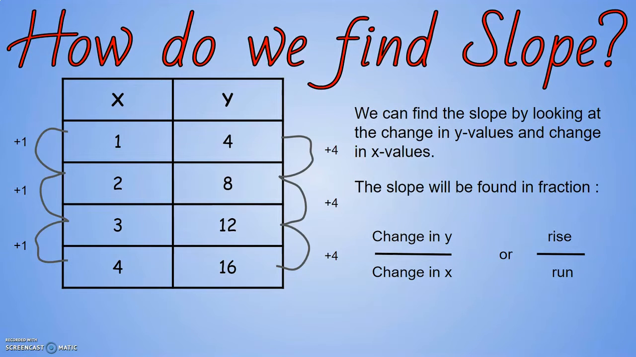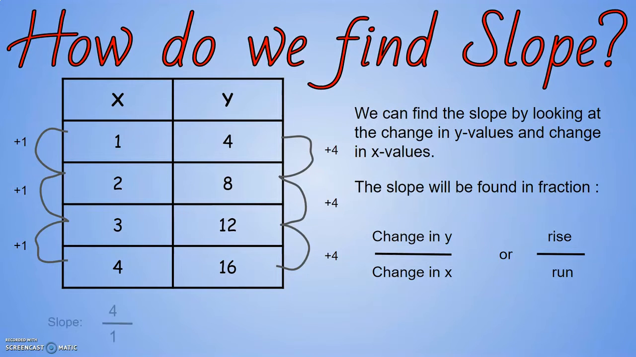So look at this table. We take a look and we see there's a change in our y values happening each time. It's the same exact thing. They're increasing by 4 every time. And the same thing on the x side. We see that they're increasing by 1 every time.